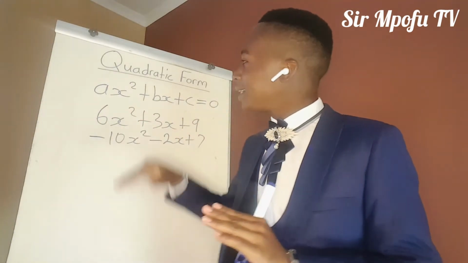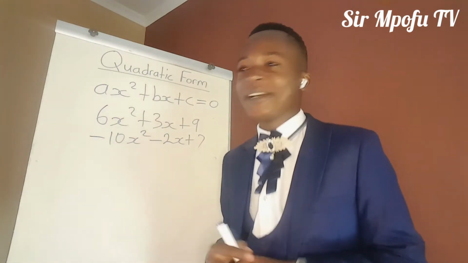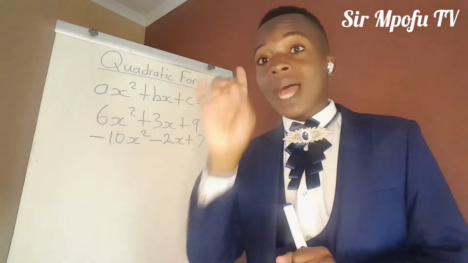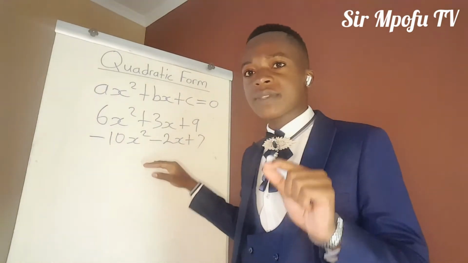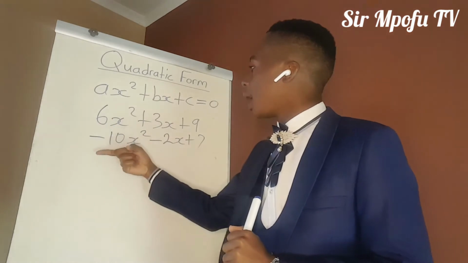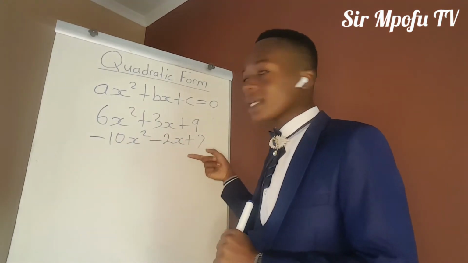That will be wrong. I just use positives here because I'm an optimist, I'm a positive person. Okay, anyway, I'm joking. I just want you to understand that the coefficients, even if they are having negative sign, they will be still the coefficient. So what is our A here? Is negative 10. Our B, negative 2. And our C is 7.